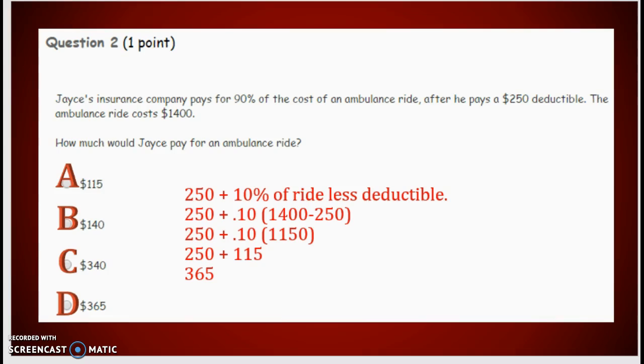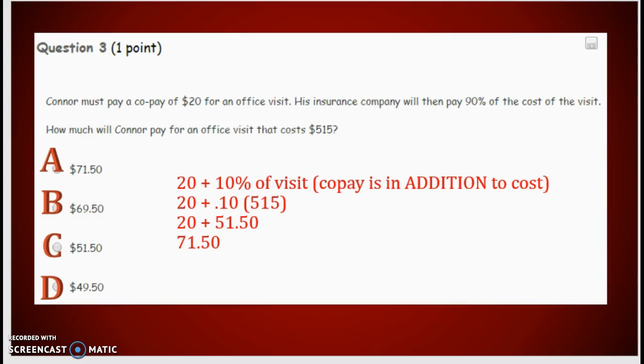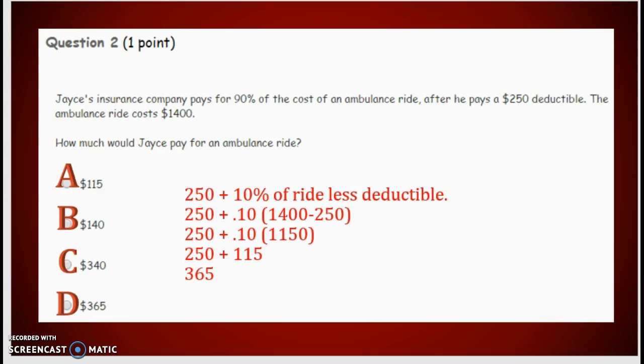Also, here's Jace. Jace has an insurance company that pays 90% of the ambulance ride after the deductible of $250. So here we take the $250 off of the amount of the ride before we figure out the 10% that he owes for it. So he is going to still pay the $250 plus 10% of $1150, which is the difference between the deductible and the original cost, and altogether that's going to be $365. So now, I'm sorry, not the copay, but the deductible.